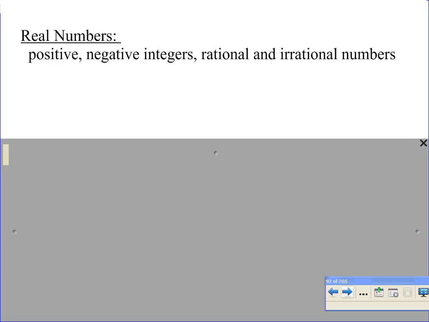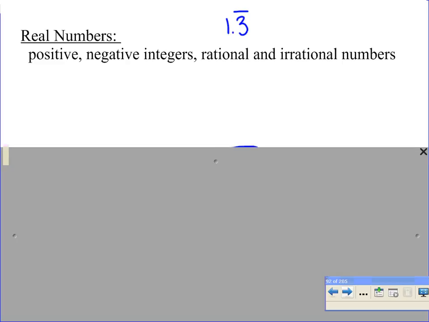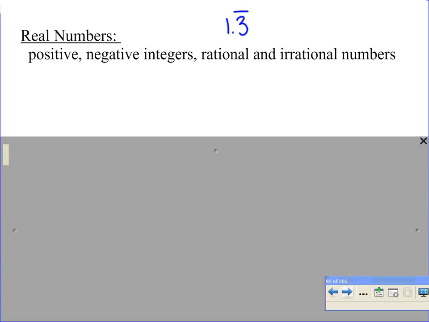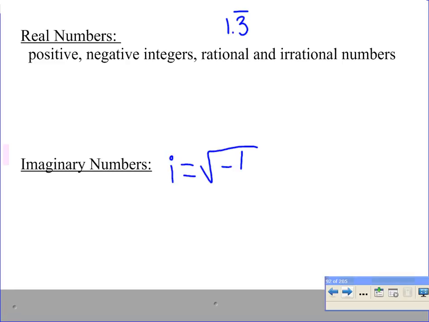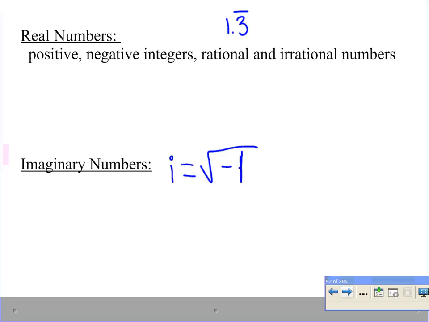No. Because 1.3 repeating is rational, and that's not even. So it has nothing to do with even. The square root of 25 is rational, but that's not even. Okay, Mary? Would a negative decimal be imaginary? No. Okay, here's what an imaginary number is. Next to imaginary number, put i. The letter i is what we use to represent imaginary numbers.